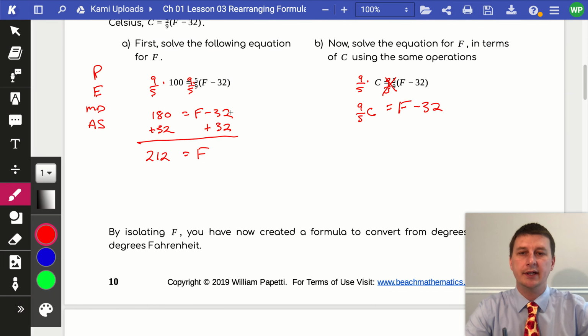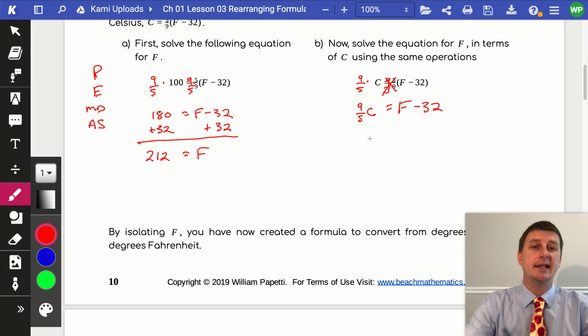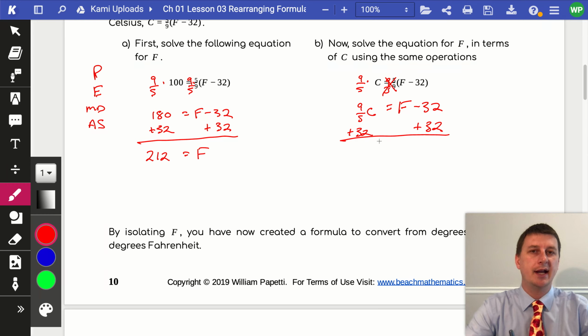What did we do over here after we multiplied by 9/5? Well, we got the F by itself by adding 32. So we're going to do that same thing over here. We're going to get the F by itself by adding 32. And again, since this has a C attached to it and this does not, these are not like terms. So we're going to keep them apart as 9/5C plus 32 is equal to F.